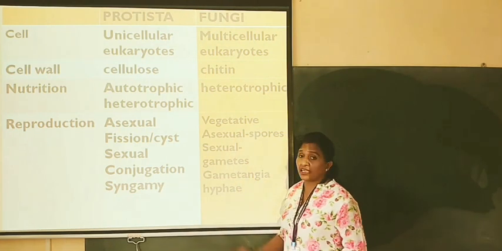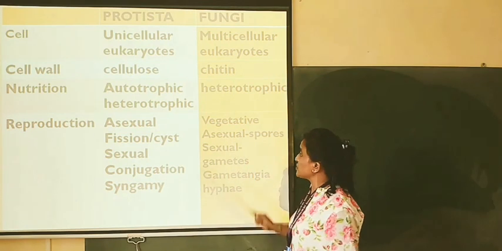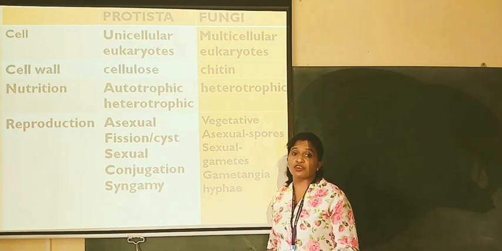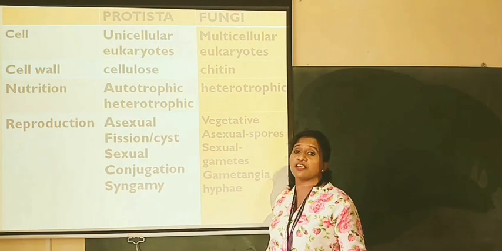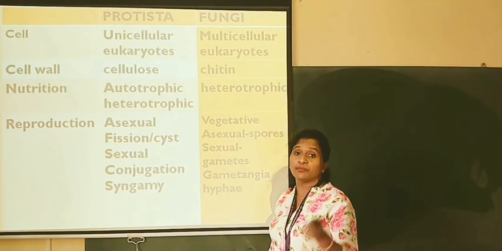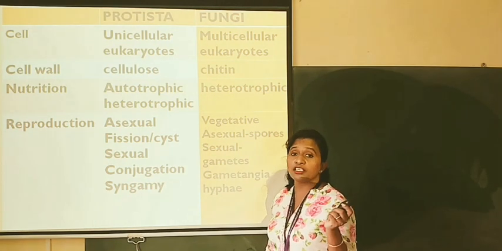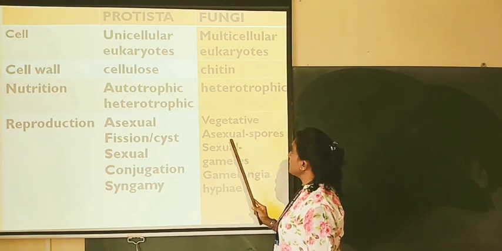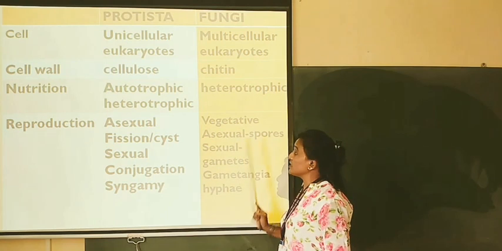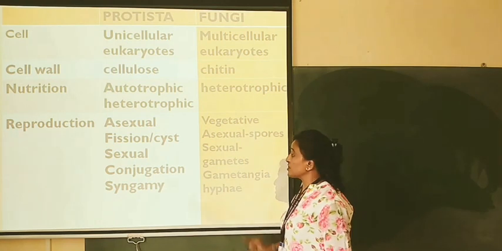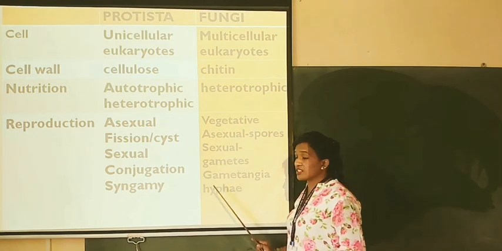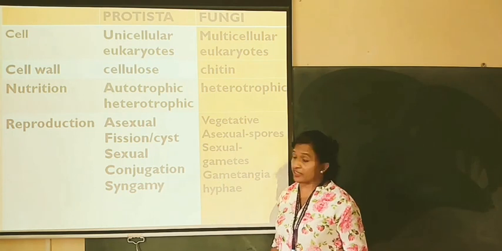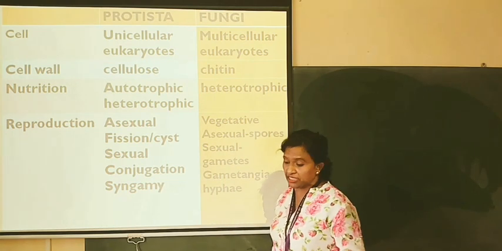Whereas in kingdom fungi, there is vegetative reproduction, and we have seen different modes of vegetative reproduction, for example sclerotium, then rhizomorph, or we can say fragmentation, budding and fission, etc. Asexual mode of reproduction occurs through spore formation, and sexual reproduction occurs through gametes or gametangia or hyphae. So that is the difference that we can see.